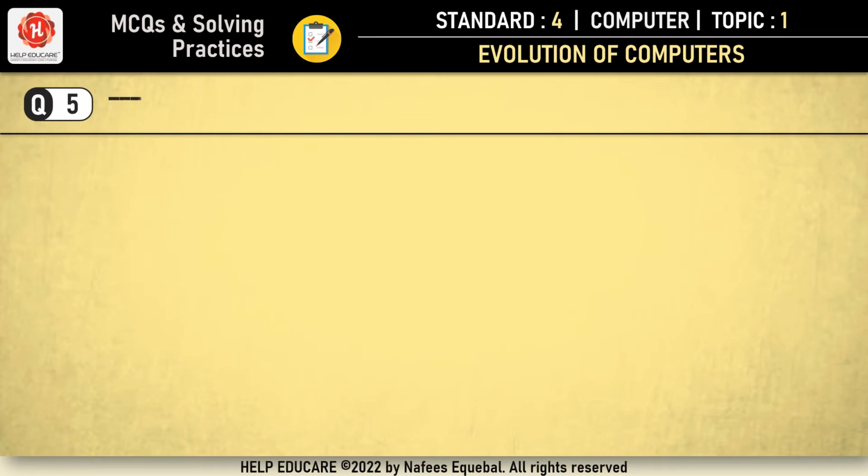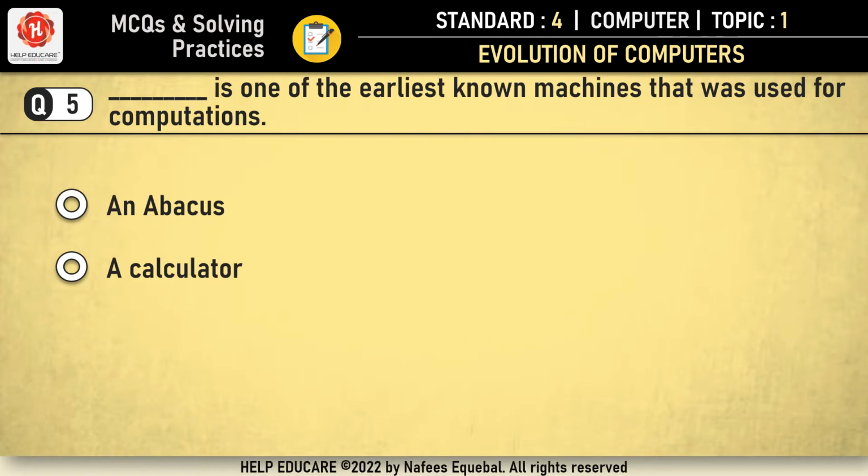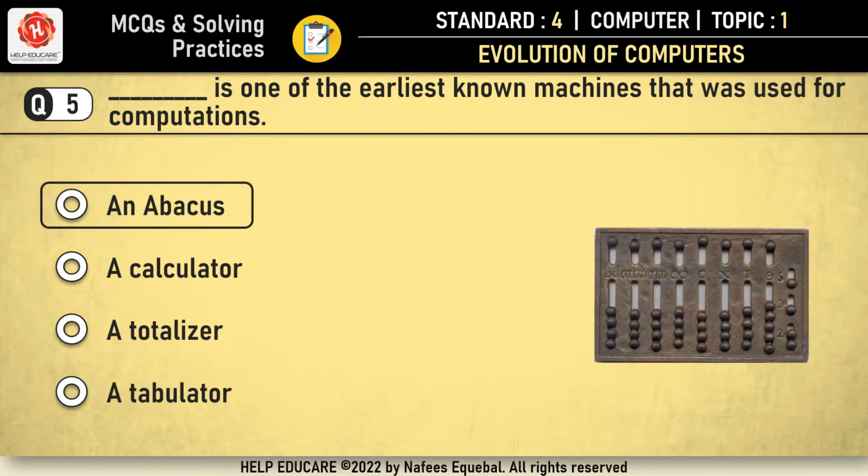Question number 5. Is one of the earliest known machines that was used for computations. First option, an abacus. Second option, a calculator. Third option, a totalizer. Fourth option, a tabulator. Answer will be displayed in 10 seconds. Correct answer is an abacus.